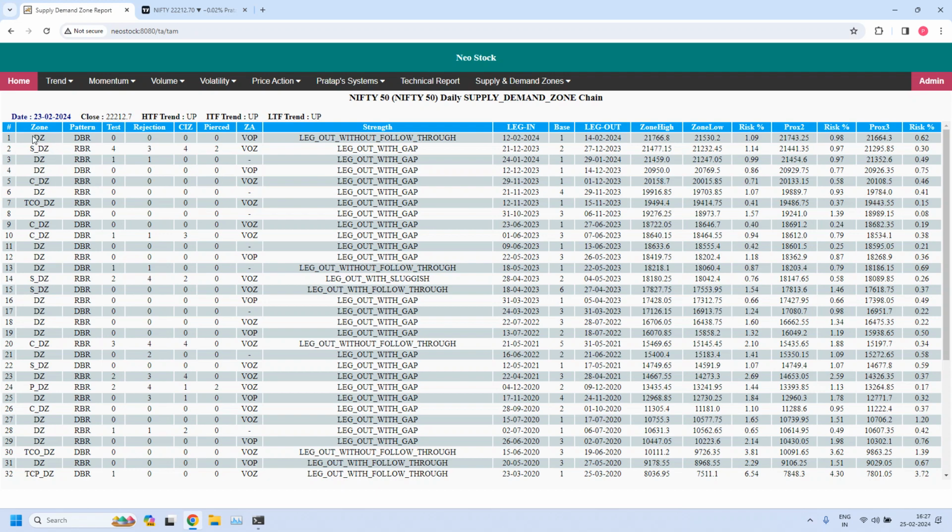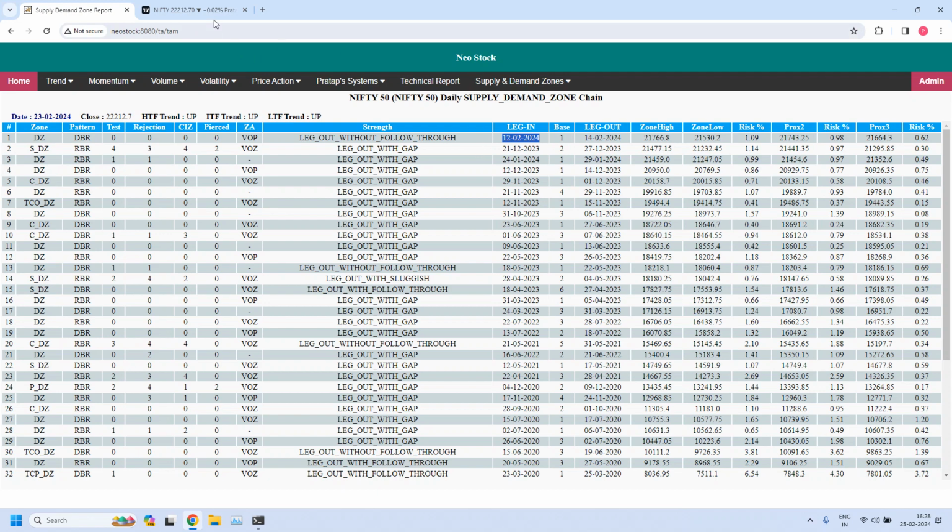So first let me draw the first normal zone, the nearest zone, because it is a fresh zone. It's not tested, no rejections. So first let us draw the normal. For the most recent daily demand zone, the legging is on 12/2. We have a base candle.